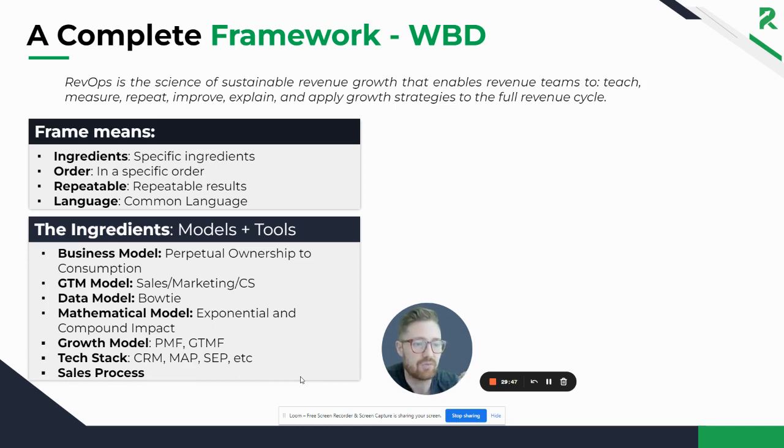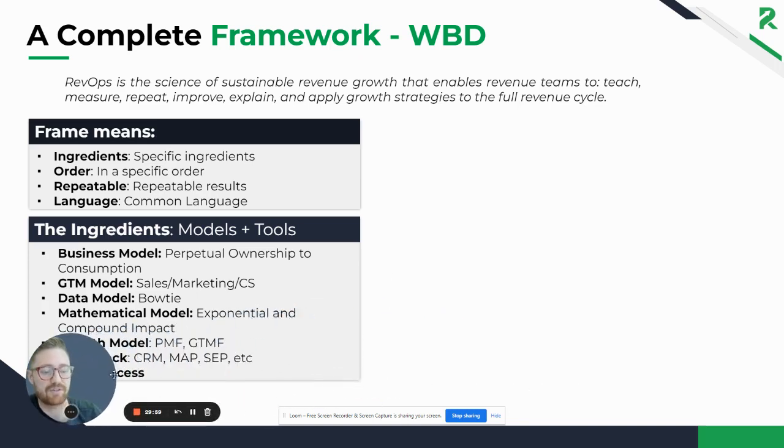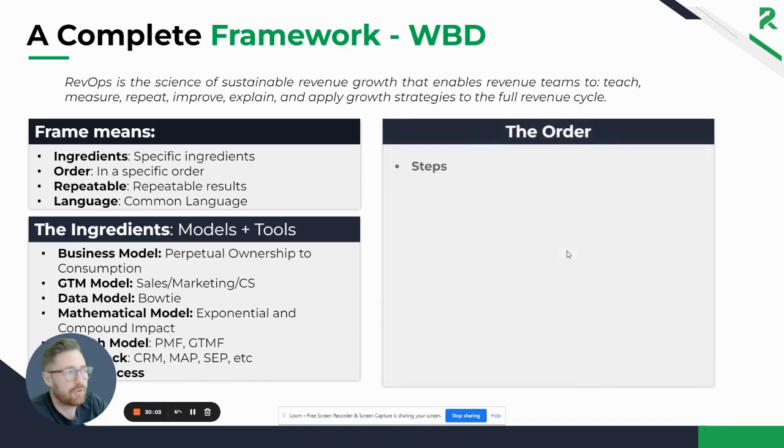Tech stack. What technology do you need, and what order do you get them in, and then how are you thinking through that? And then even going specific into your instance, it's like, how are you doing sales processes and customer life cycles, which is probably the most important. So we think about that. Let's go through the order.